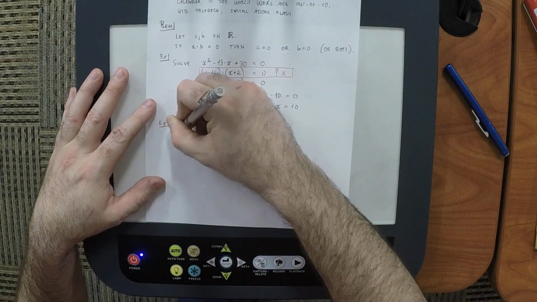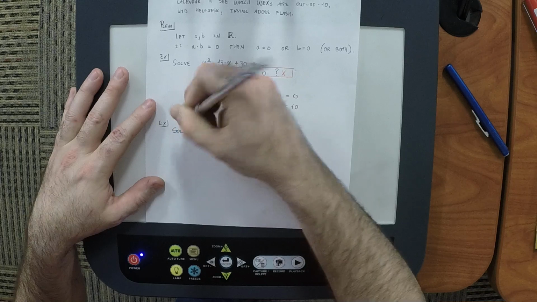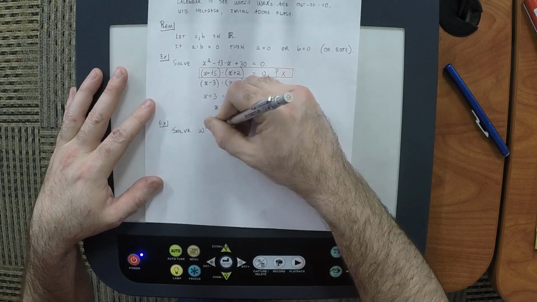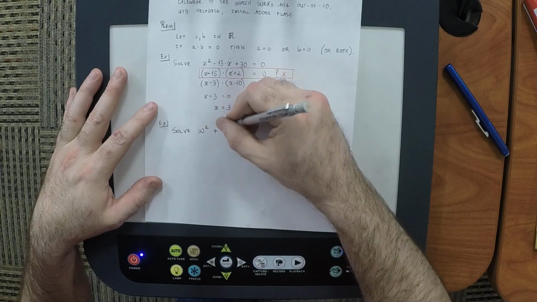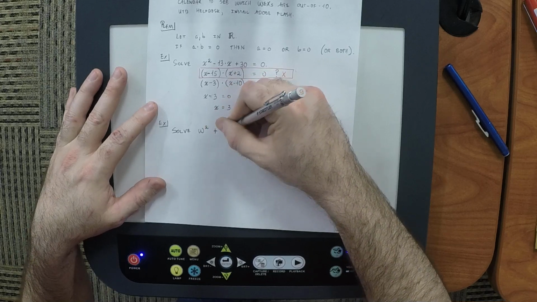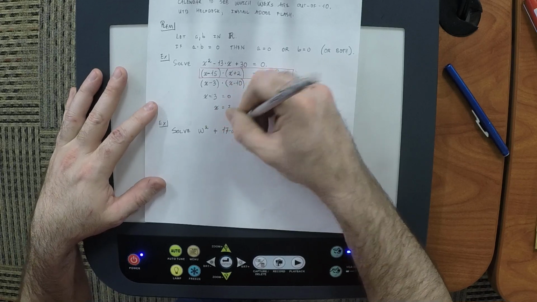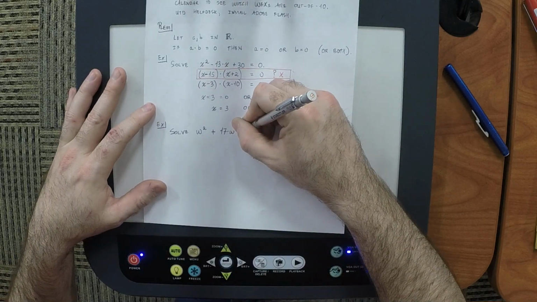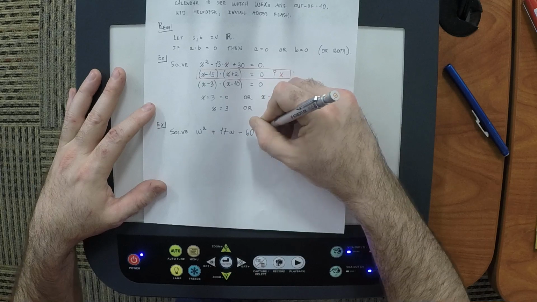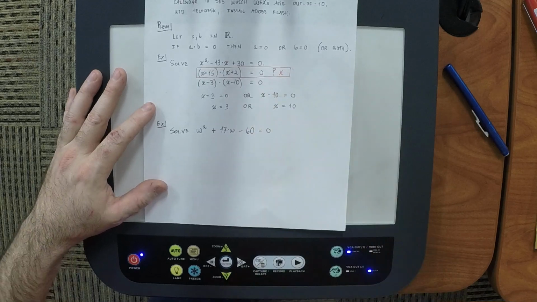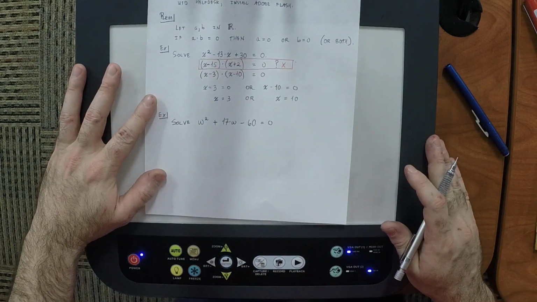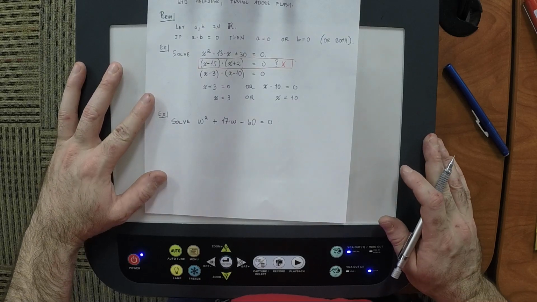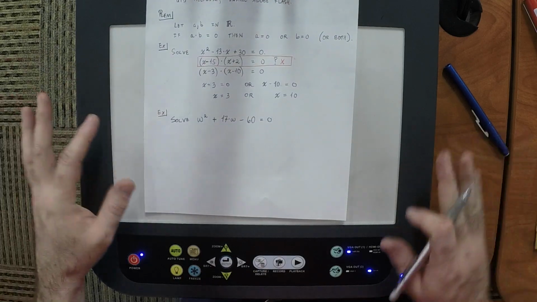So how about, please solve, w squared plus 17w minus 60 equals 0. So same trick, really.